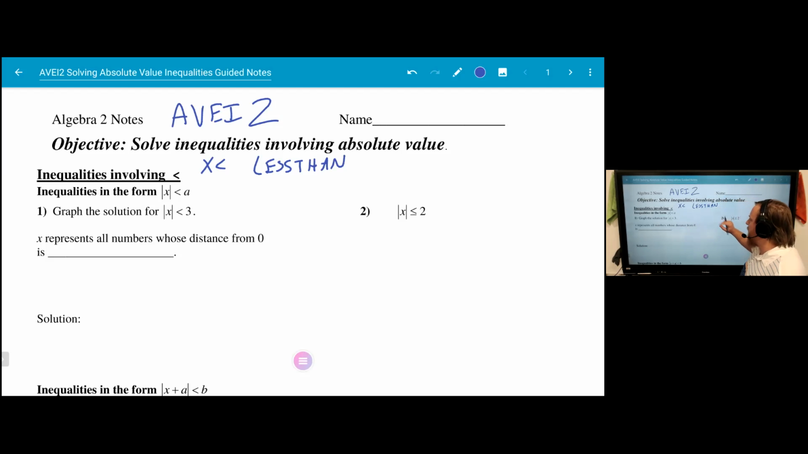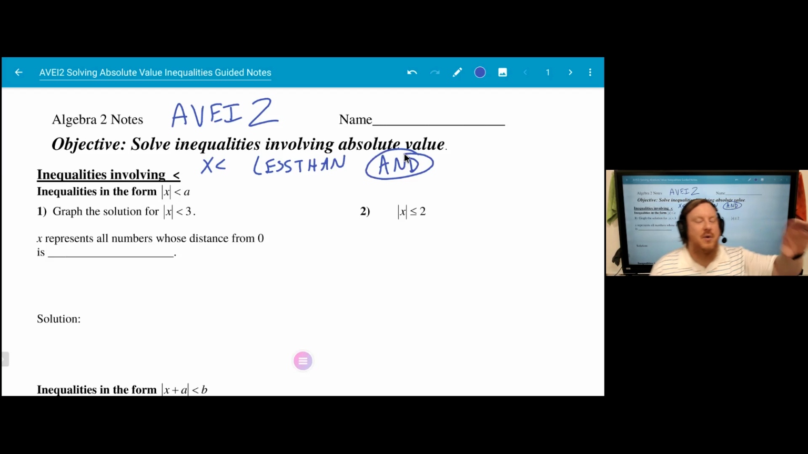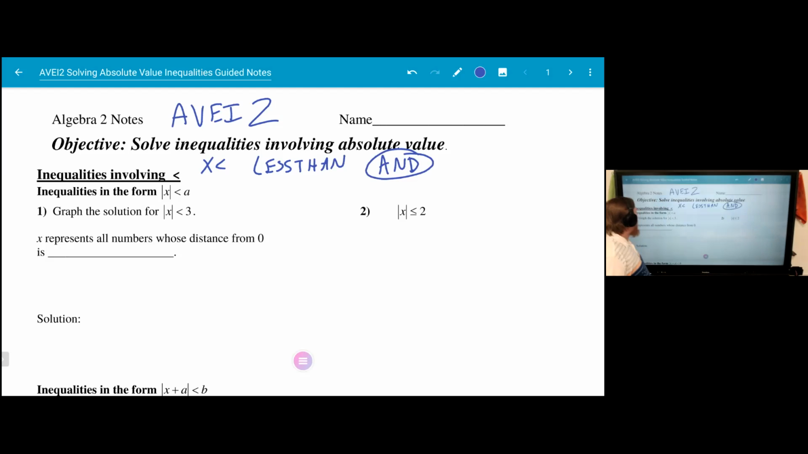I just kind of want to also throw this out here. I'm going to write this. These are going to be and statements. Now, you don't need to know what that means right now, or you don't need to remember what that means right now. We're going to come back to it, but I want to put that out there. These are going to be called and statements, and you'll see hopefully why in just a couple minutes. We've got the absolute value of X is less than A.